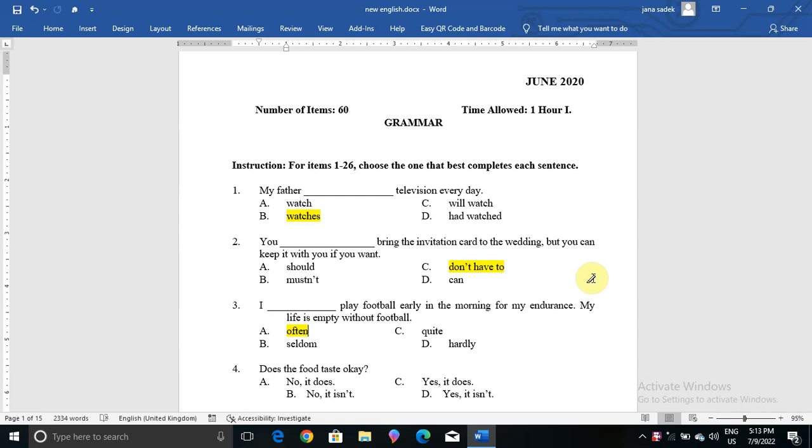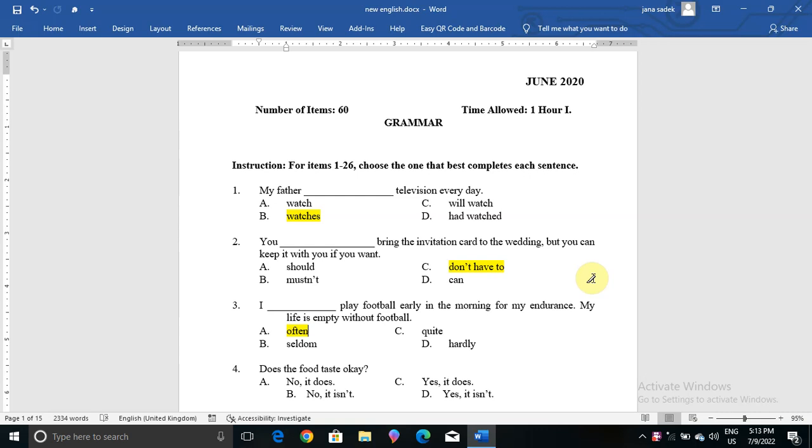In C, we have "yes it does." We have the positive answers, both of them are positive, and we have "does," which is how the question starts. So that means the correct answer for question number 4 is C, yes it does.